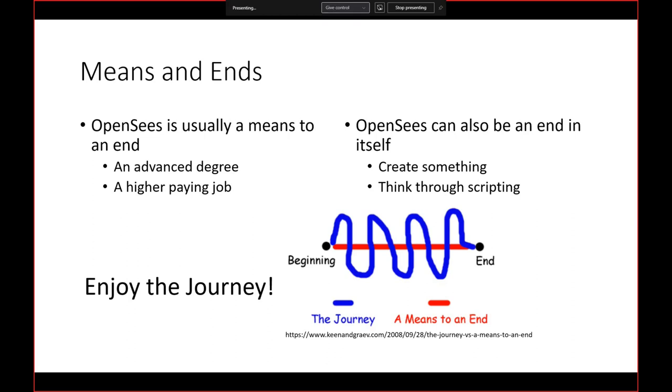Like a way to get from A to B, or from the beginning to the end, right? And that end might be an advanced degree or a higher paying job. Nothing wrong with that at all. But OpenSees can also be an end in itself.